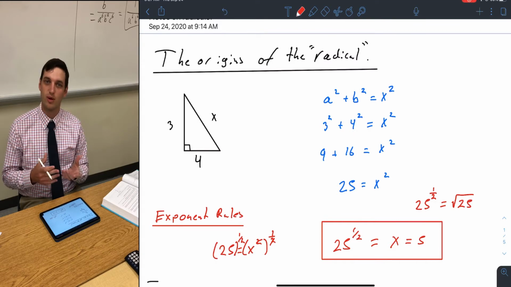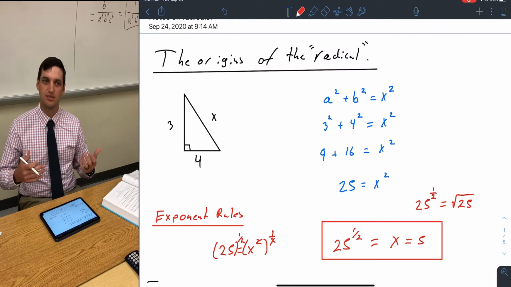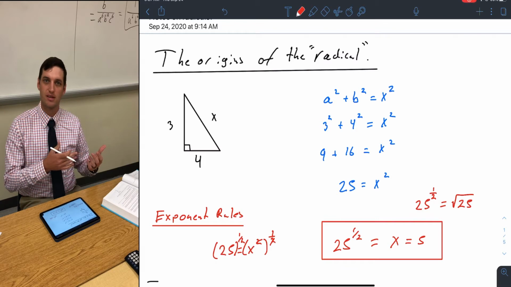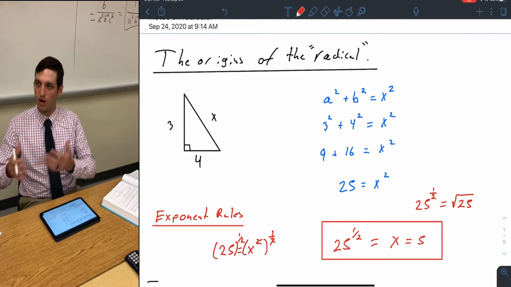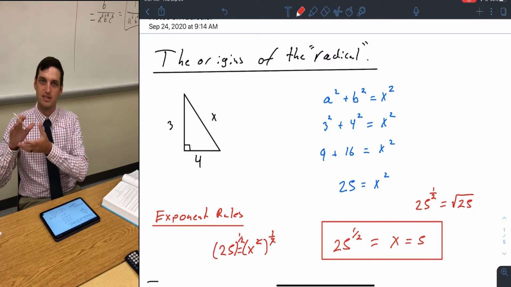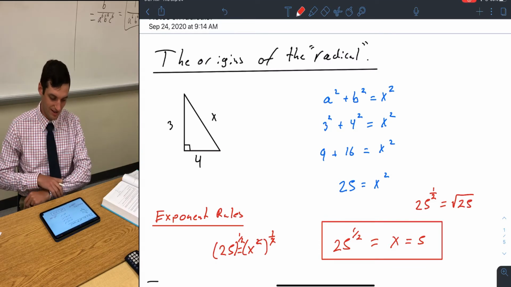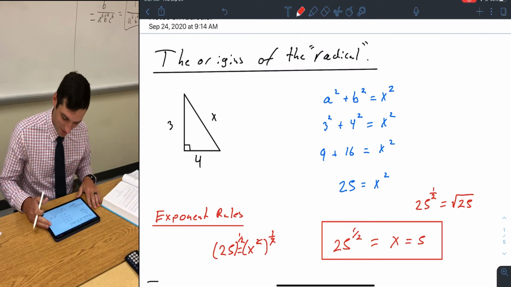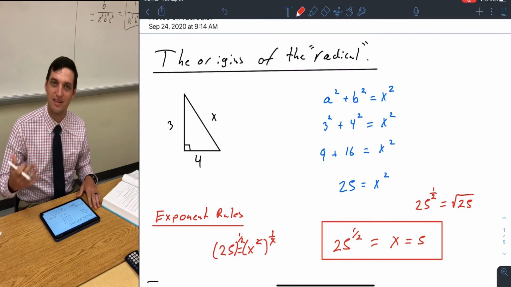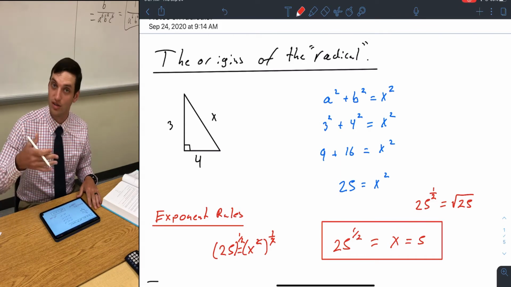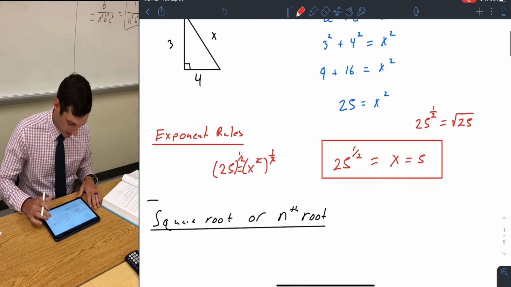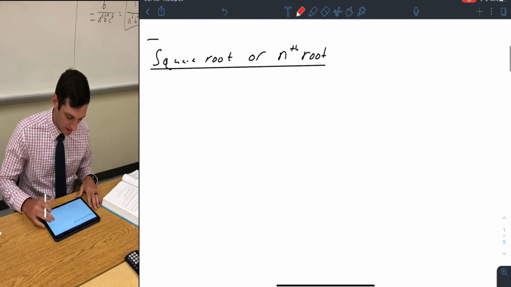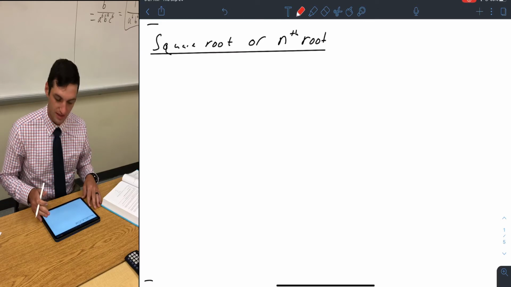So we got to a point where we found that this number times itself is another number. But we wanted to find out what those two numbers are that multiply to give us this number. So, believe it or not, geometry is where we started realizing that we needed the radical, or the root. So let's move on. We'll start talking about square root, or the nth power.